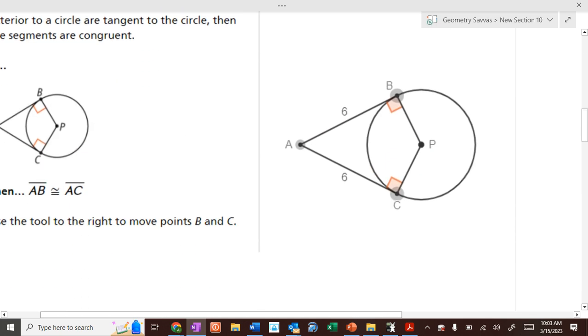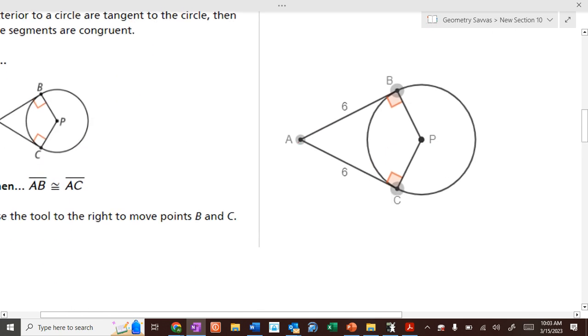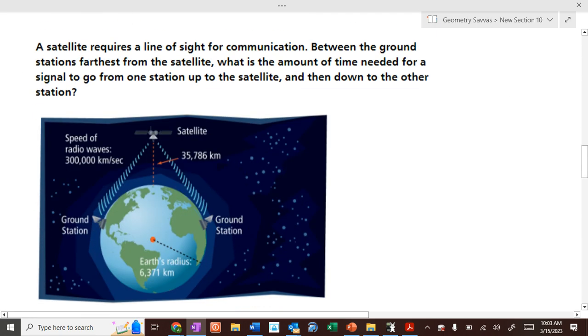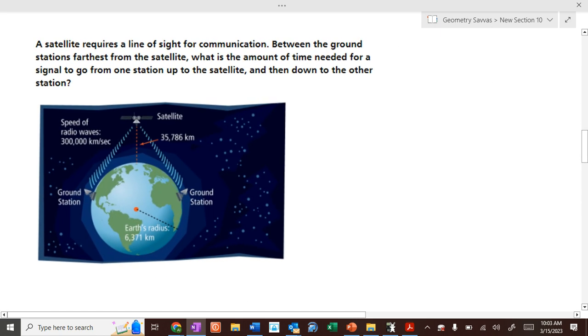Okay, the next one. These problems are really easy. If you have a point that's not on the circle, and you have two tangent lines drawn from that point, the tangent lines are always going to be equal to each other. Easy peasy lemon squeezy. So if AB is 5, AC is 5. Easy peasy.